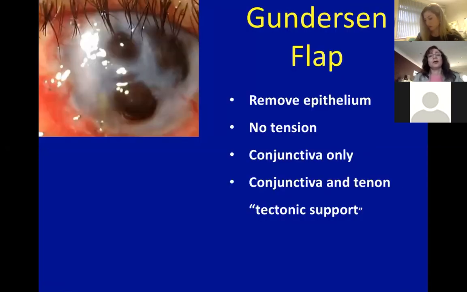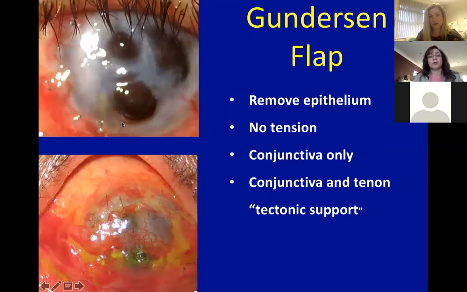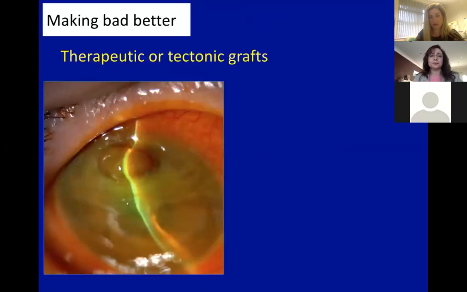But if you have a lost eye like this one, you can use a Gunderson flap to cover the epithelial surface. You can use a Gunderson flap earlier than that, and eventually you can remove the Gunderson flap and do a keratoplasty after that. There's always a very nice plane between the conjunctiva that you put on the cornea and the actual corneal surface.